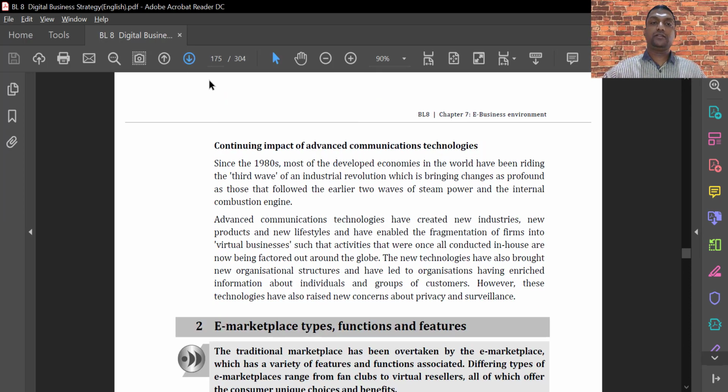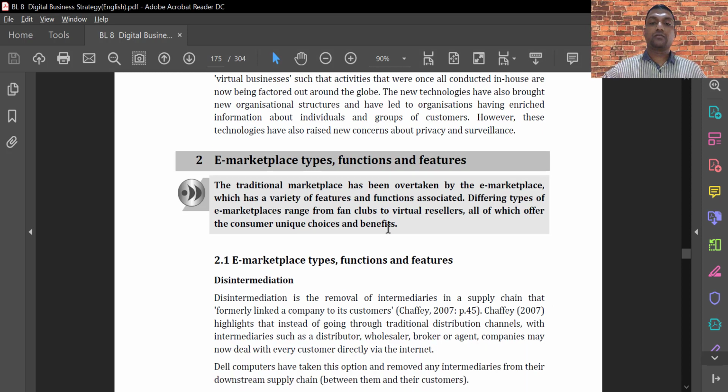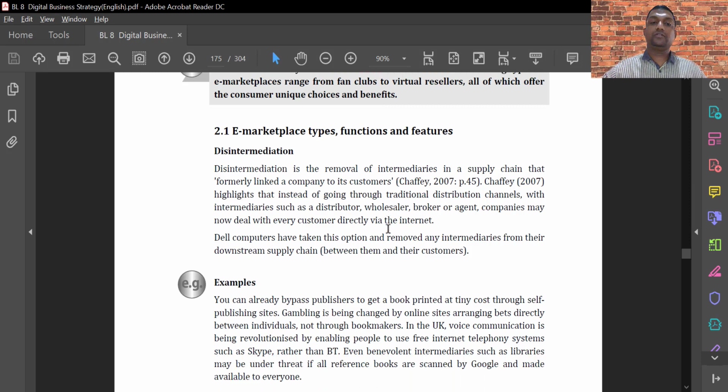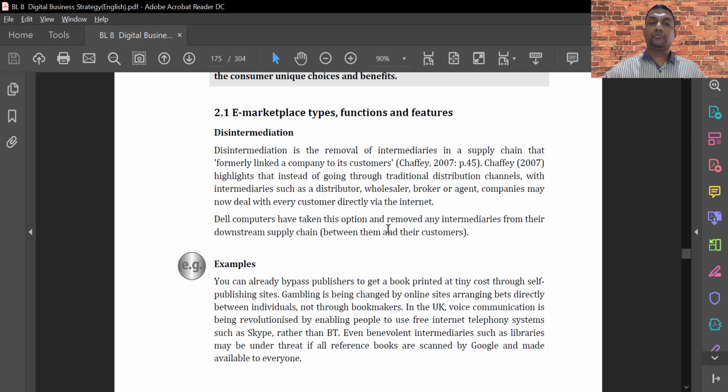So if we look at how this is explained in the textbook. E-marketplace types, functions and features. The first example they have given is about disintermediation. Disintermediation means removing the intermediary organization and directly selling to the customer. The organization which produces it directly sells to the customer without having an intermediate organization to sell it.